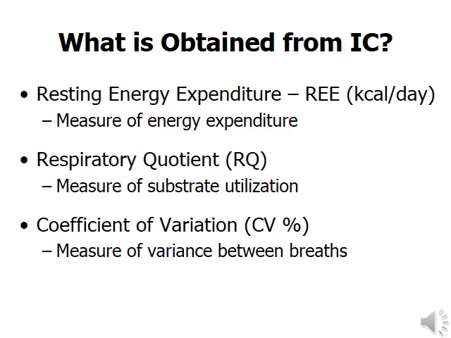Indirect calorimetry is the most commonly used method for measuring energy expenditure. It is the gold standard for determining energy requirements among acute and critically ill populations. It is important to understand the information obtained from indirect calorimetry. IC measurements yield three important values: resting energy expenditure, which is the measure of energy expenditure in calories per day, or Kcal per day; the respiratory quotient, or RQ, which is the measure of substrate utilization; and the coefficient of variation, or CV, which is a measure of variance between breaths expressed as a percentage.